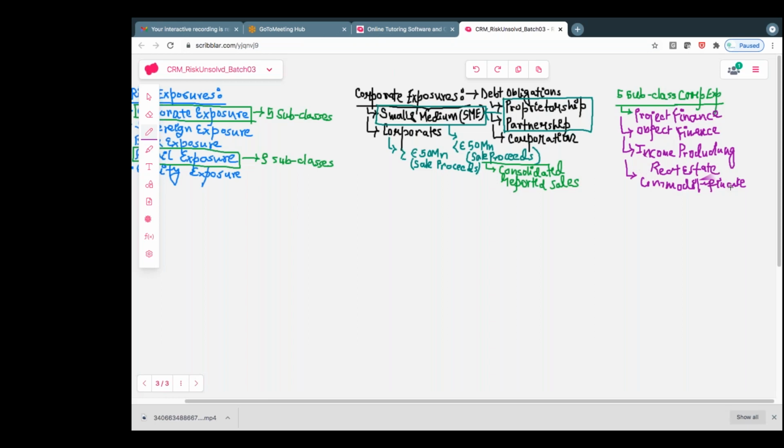Tanmay, which is the fifth subclass? You have mentioned the four. The fifth subclass arises from the income producing real estate. It is the high volatile commercial real estate. Okay, I've come to the difference between the income producing and the high volatile commercial real estate. Let me write that also. This is the highly volatile commercial real estate.